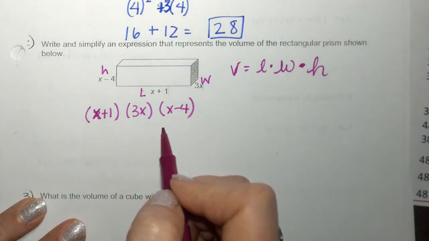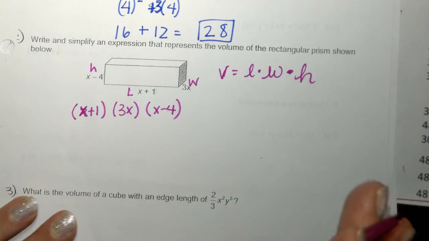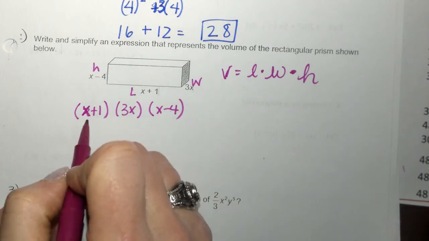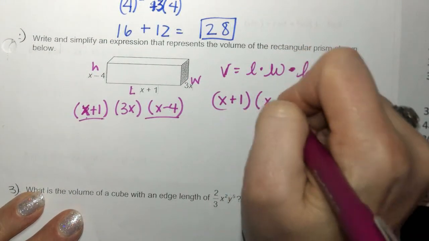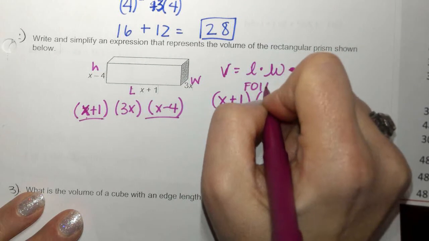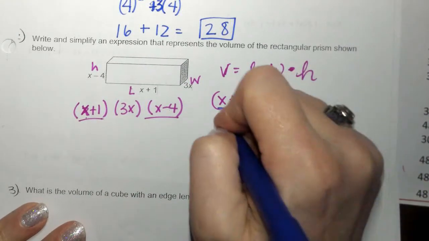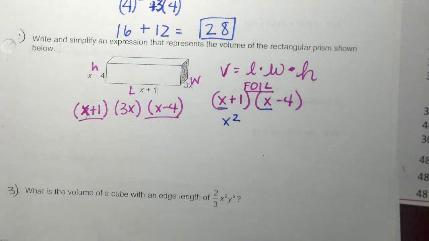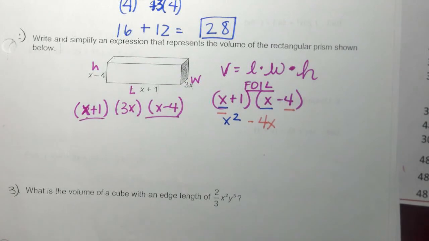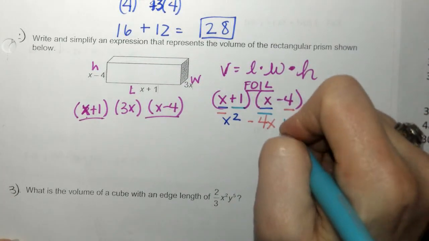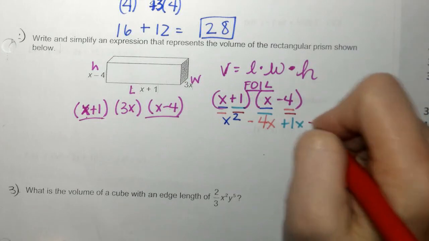So what I would do here to solve this, we haven't ever had any 3 terms. We have a binomial times a monomial times a binomial. We haven't had that yet. Okay? So what I would do is the binomial times the binomial and do a FOIL. So x plus 1 times x minus 4. First times first is x squared. Outside times outside is negative 4x. Inside times inside is 1x. And last, 1 times negative 4 is negative 4.